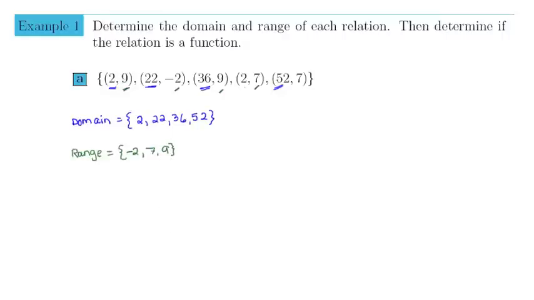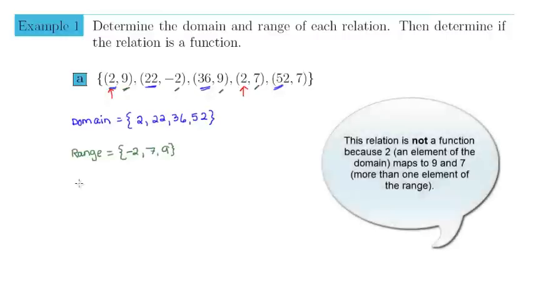Now, we have to determine if the relation is a function. And it's a function if each element in the domain maps to at most one element in the range. Therefore, we focus our attention on our domain. Is there an x value, a domain value, that maps to more than one y value? Notice 2 appears here as an x value and here as an x value. This means that 2 maps both to 9 and to 7. This is an element of our domain that maps to more than one element in the range.